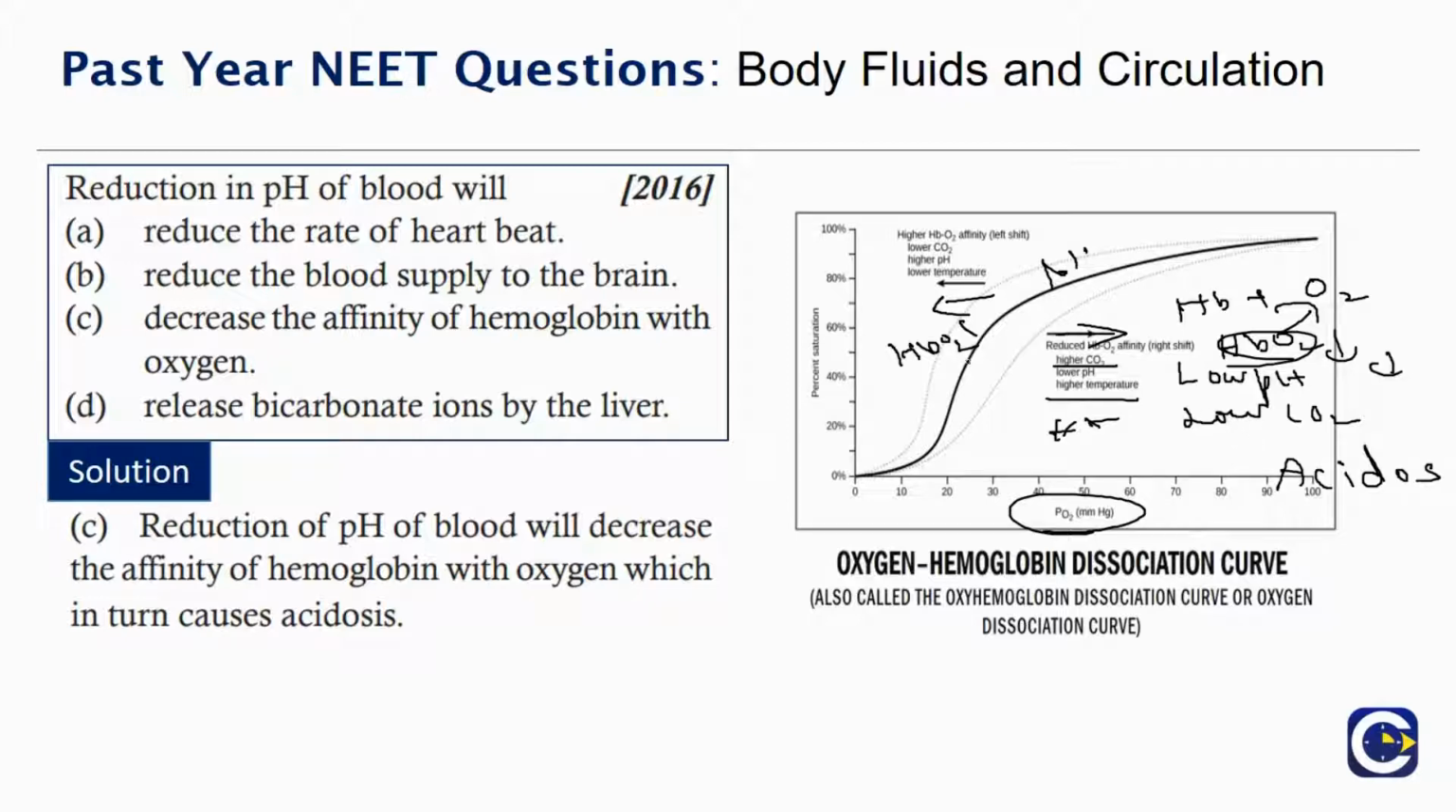So the option is C. Decrease the affinity of hemoglobin with the oxygen. Reduction of pH of blood will decrease the affinity of hemoglobin with oxygen, which in turn causes acidosis.